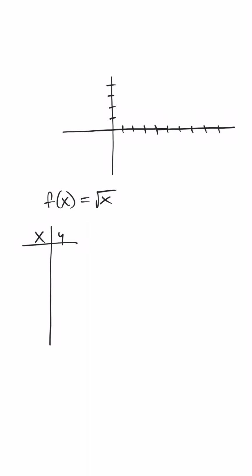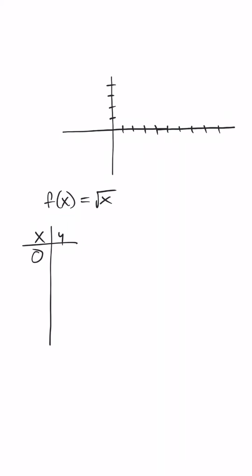We're going to graph the function f of x equals the square root of x. And what we have to keep in mind is that we cannot take the square root of a negative number. The smallest number that we can find the square root for and get a real number back is 0.